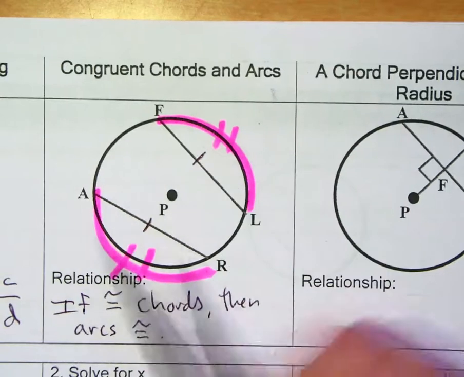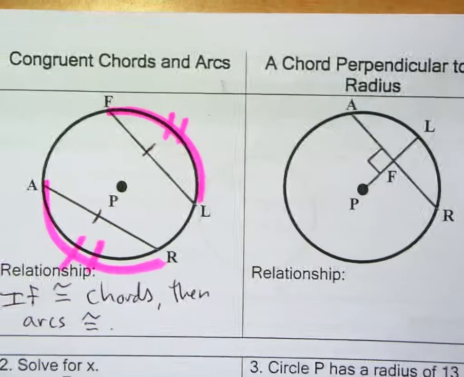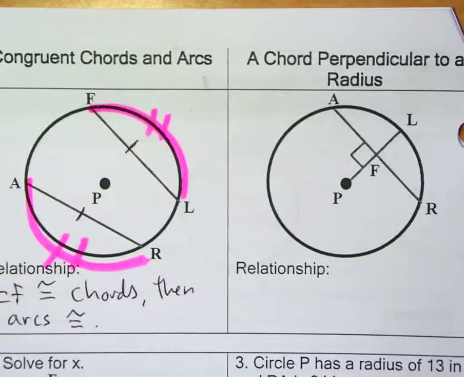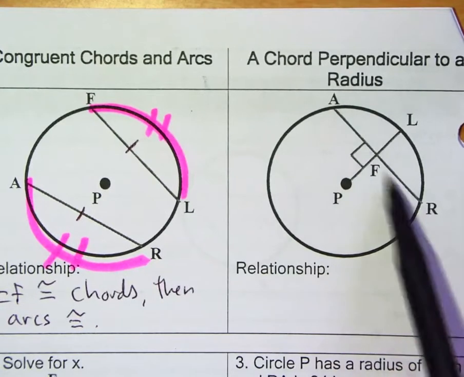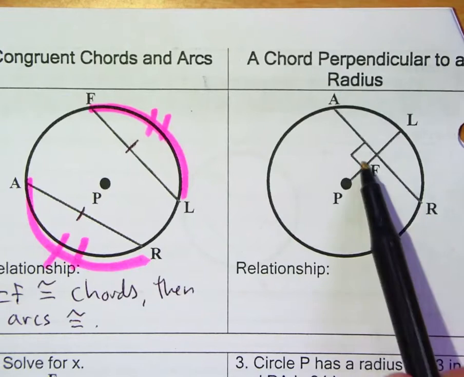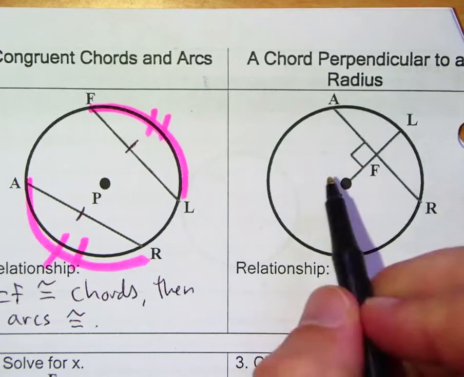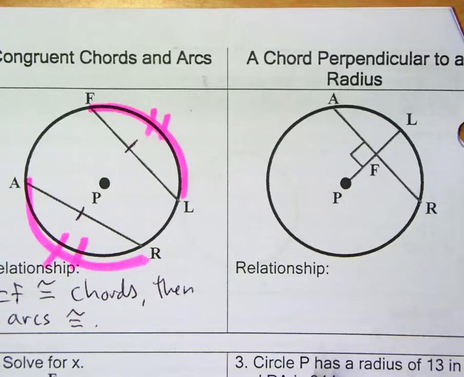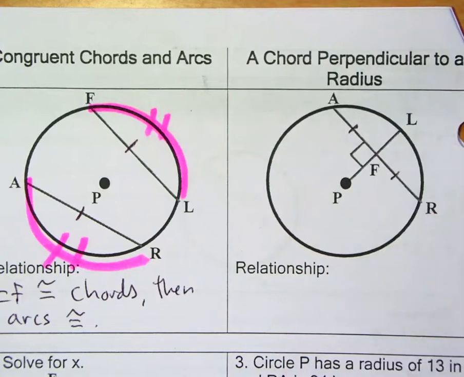If these arcs are congruent, then you have these two chords congruent. Works both ways. And finally, my favorite one: if you have a chord right here, AR, and it happens to be perpendicular to a radius, some cool things happen. First, you can look at it and probably guess that this radius bisects the chord.